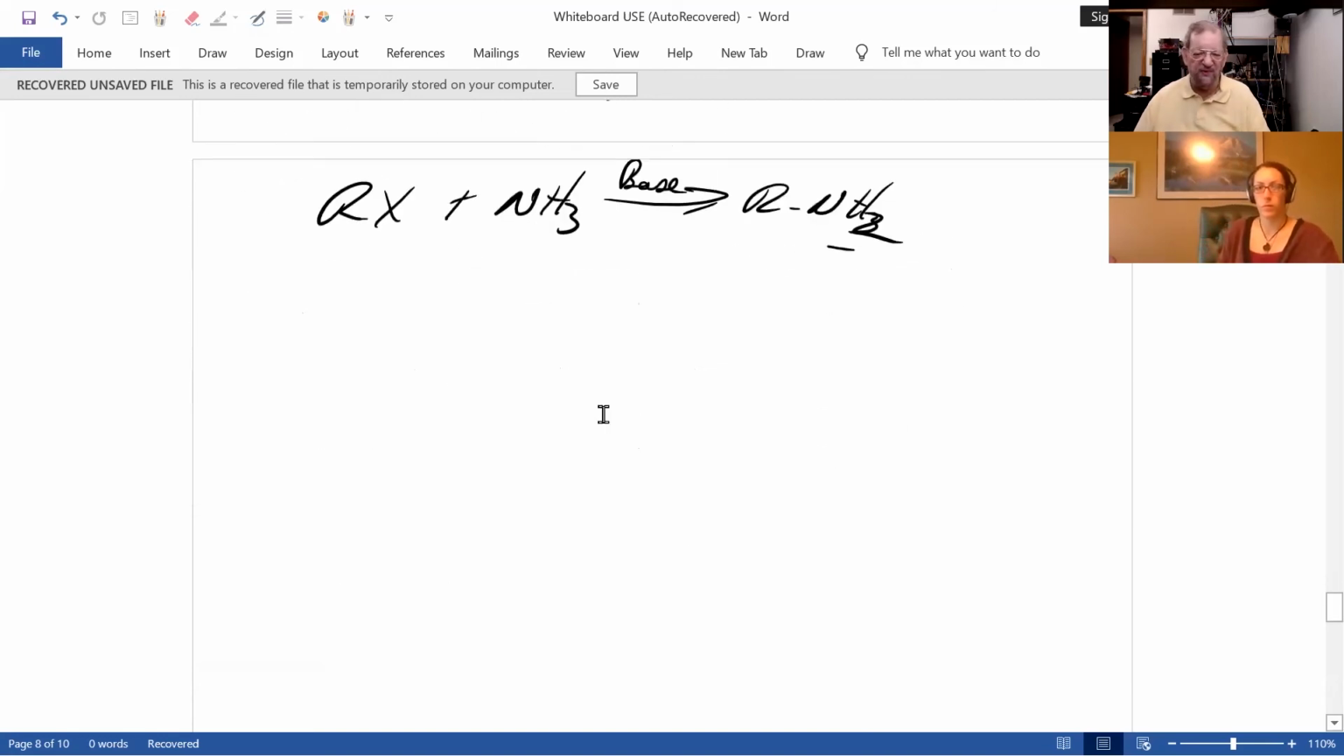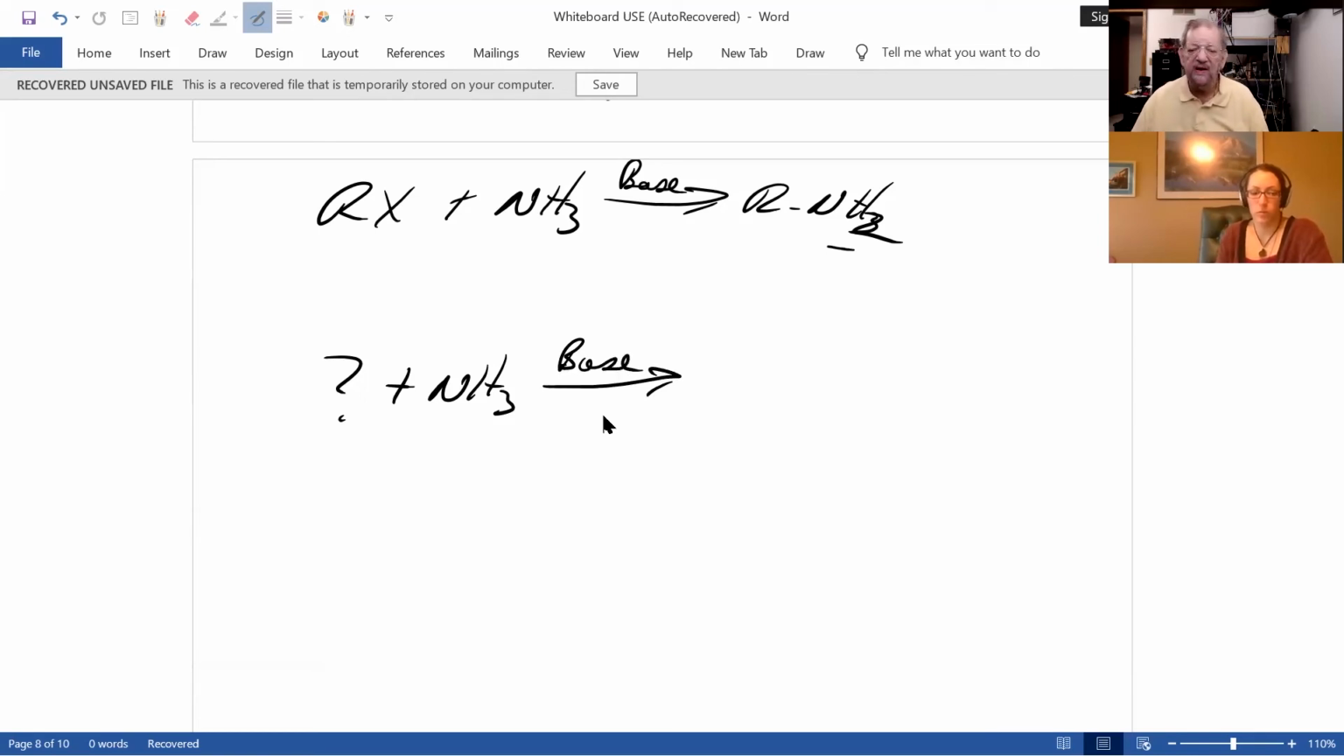Oh, let's have some more fun. On test number 3, like test 2, I'll have 3 or 4 synthesis problems. And why don't you try, what do you react with ammonia to make this compound? That's a cyclohexane ring, not a benzene ring.